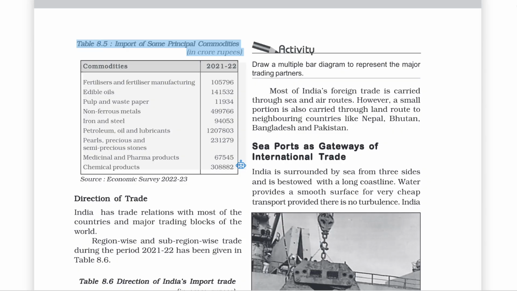Table 8.5. Import of some principal commodities in crore rupees.